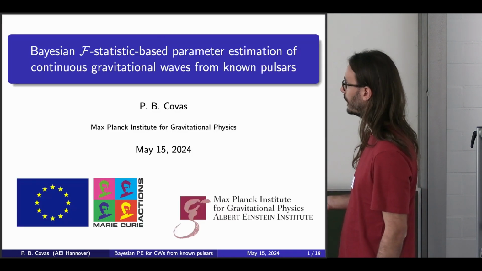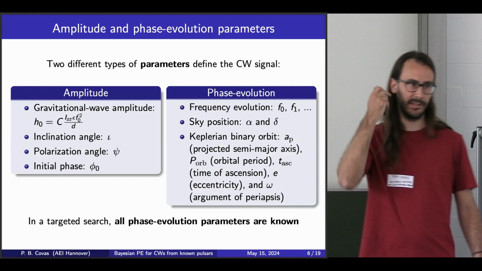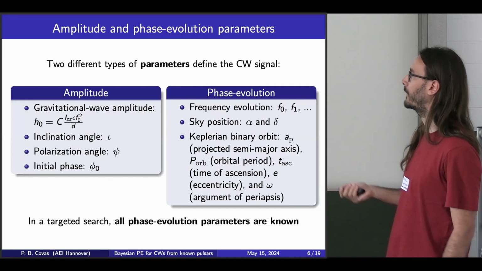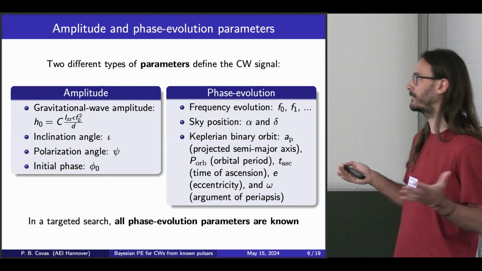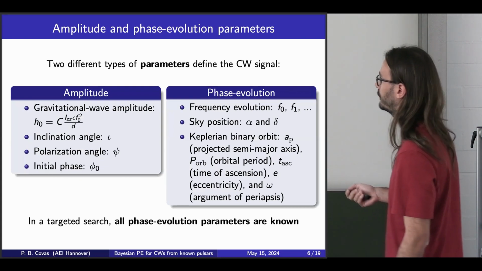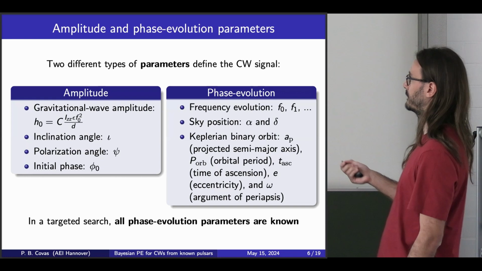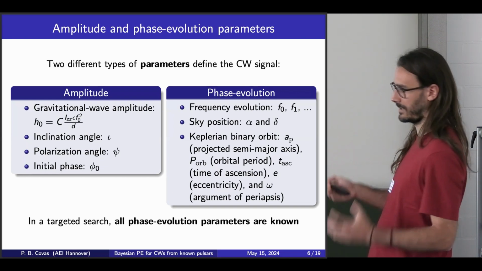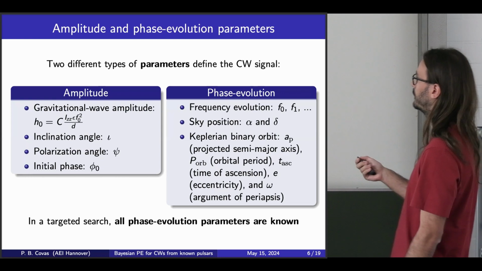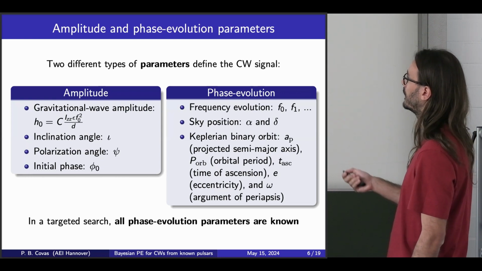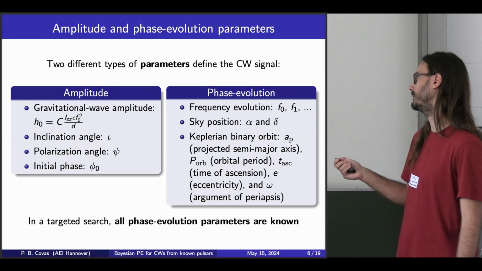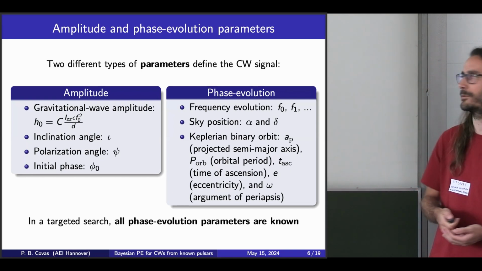So this signal model that we assume depends on a certain number of parameters, and we can divide them into two different groups, the so-called amplitude parameters and the so-called phase evolution parameters. I already talked about these phase evolution parameters, which are the ones defining the phase evolution of the signal. So you have the frequency evolution, the sky position, and if the neutron star is in a binary orbit, the parameters defining the Keplerian binary orbit.